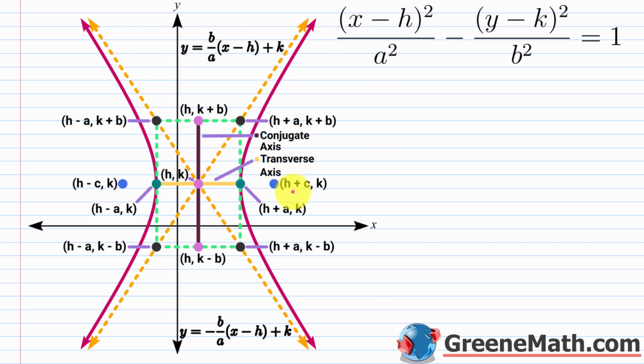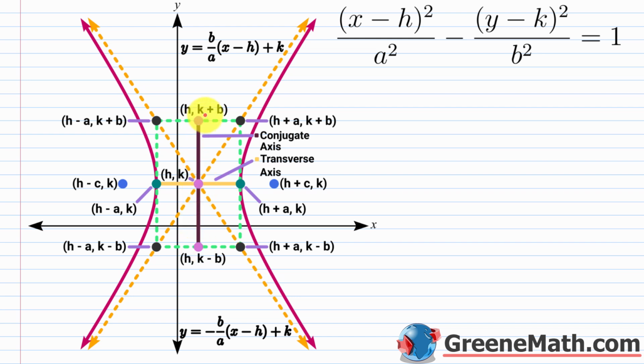Then similarly, if you think about this point right here, and this point right here, those are your foci. So I'm going from the center c units to the right, and I'm going from the center c units to the left. So I have h plus c comma k, and then h minus c comma k. If I think about my co-vertices here, well, I'm going up by b units and down by b units from the center.